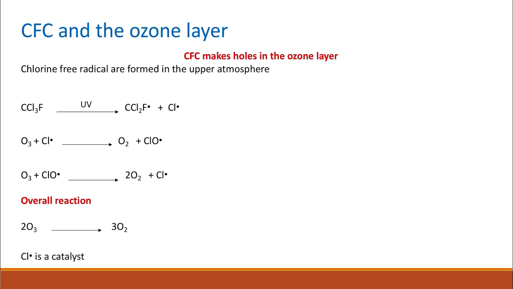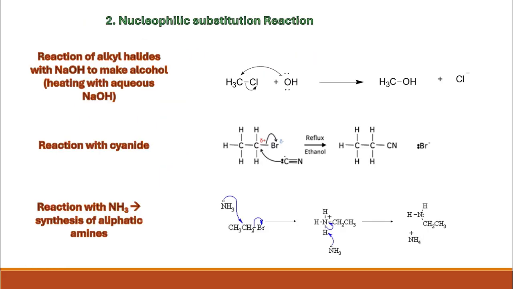CFCs and the ozone layer are very common in your exam. It's also a free radical reaction. The UV light is used to create the free radical, and then you have the propagation steps where more of the free radicals are formed, and then you have the final step or termination step. Remember that the chlorine free radical here is just a catalyst because it's regenerated at the end of the reaction.